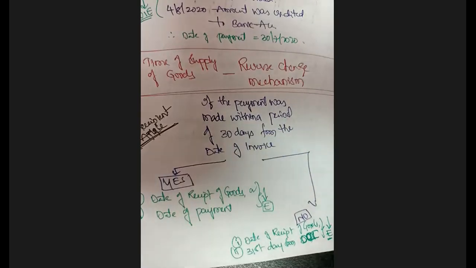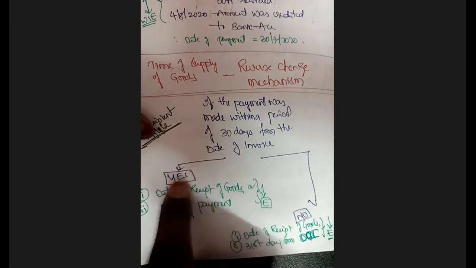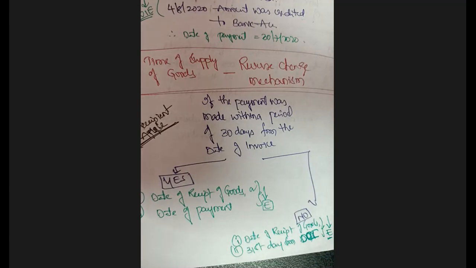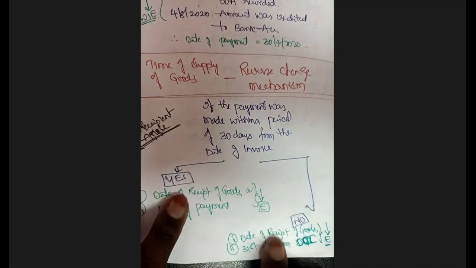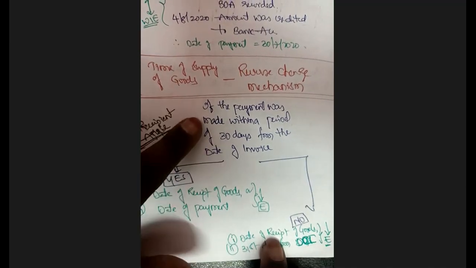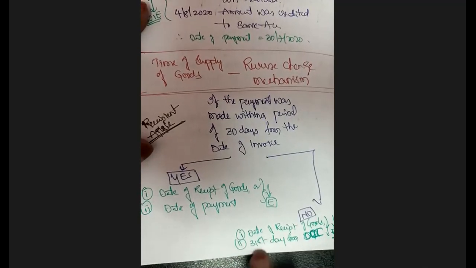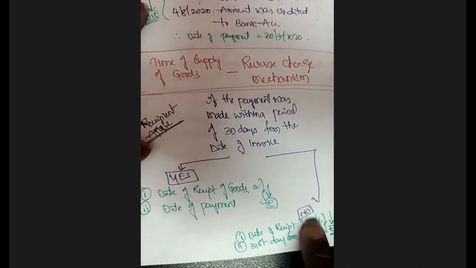So when it comes to the time of supply of goods under the reverse charge mechanism, first look into whether the payment was made by the recipient within a period of 30 days from the date of issuance of invoice by the supplier. If the answer is yes, then the date of receipt of goods or date of payment, whichever is earlier. If the answer is no, then the date of receipt of goods or the 31st day from the date of issuance of invoice, whichever is earlier. Clear, everyone? So in both occasions, the date of receipt of goods is common. What is changing? If you made the payment within 30 days, compare with the date of payment, whichever is earlier. If not, compare with the 31st day from the date of issuance of invoice, and whichever is earlier is the time of supply. Clear, everyone? Any doubts?